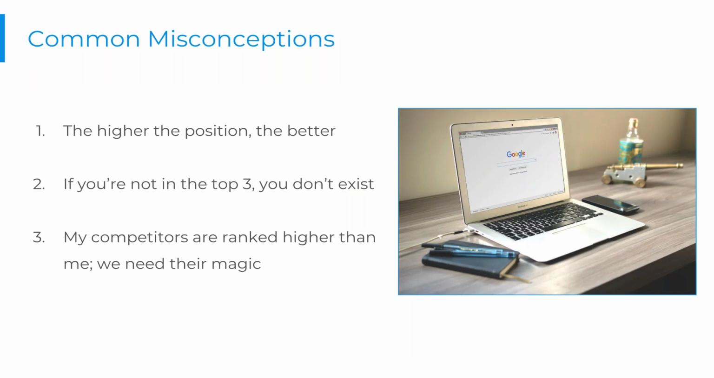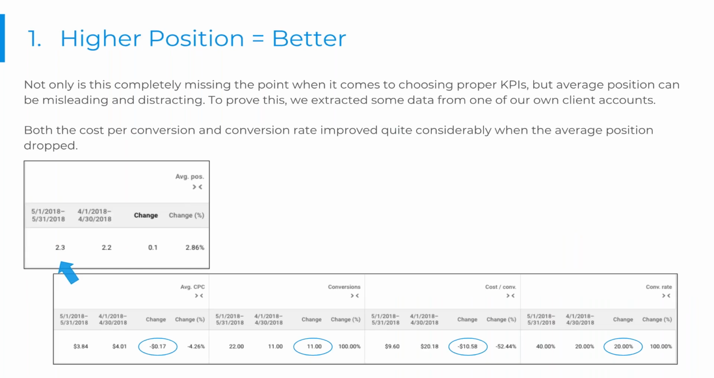Some common misconceptions for average position are: number one, the higher the position, the better. Number two, if you're not in the top three, you don't exist. And number three, my competitors are ranked higher than me, we need their magic. We'll start off with the first one. The higher the position, the better.